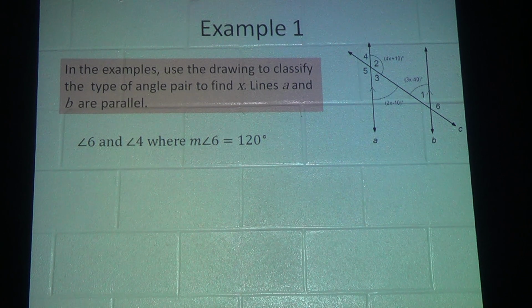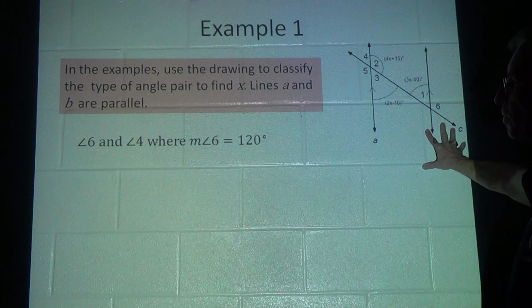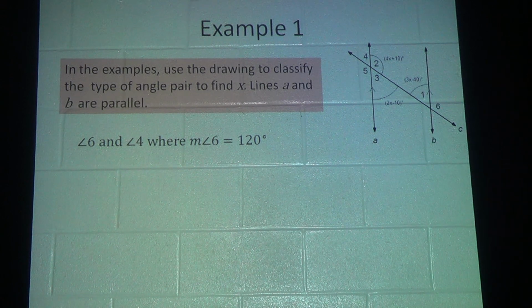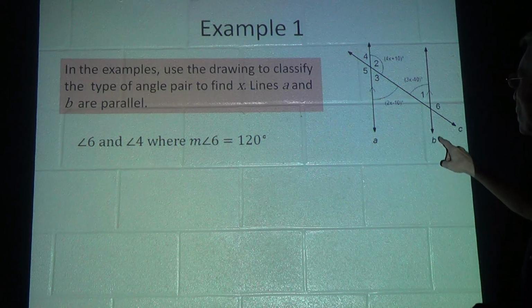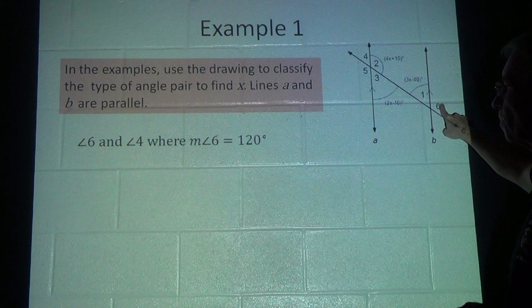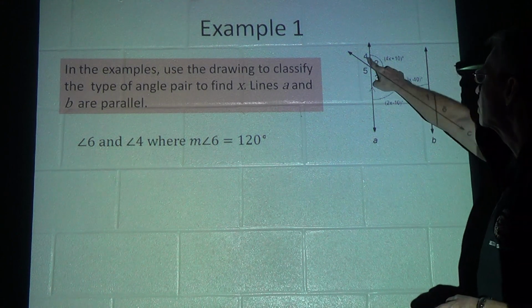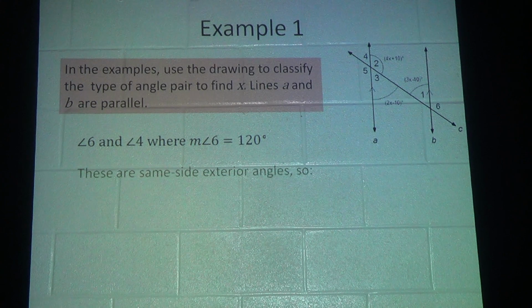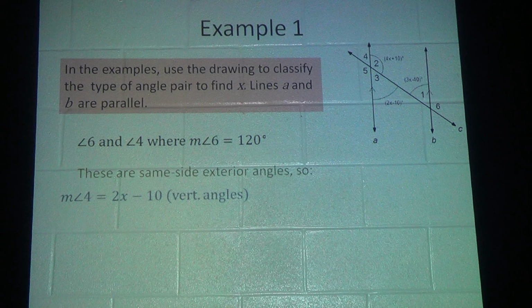So example 1 says to use this drawing to classify the type of angle pair to find x. Lines A and B are parallel. So angle 6 and angle 4, where the measure of angle 6 is 120, and we want to find angle 4. Angle 4 is this one up here. Together those two have to add up to 180 because they're same side exterior angles. So angle 4 plus angle 6 equals 180.